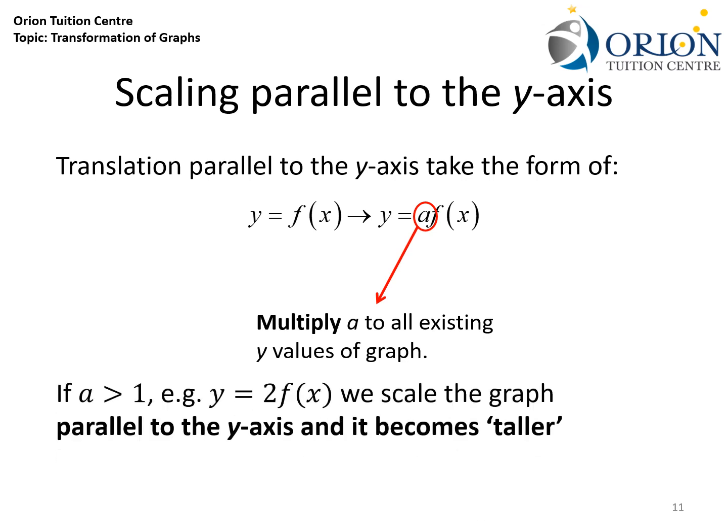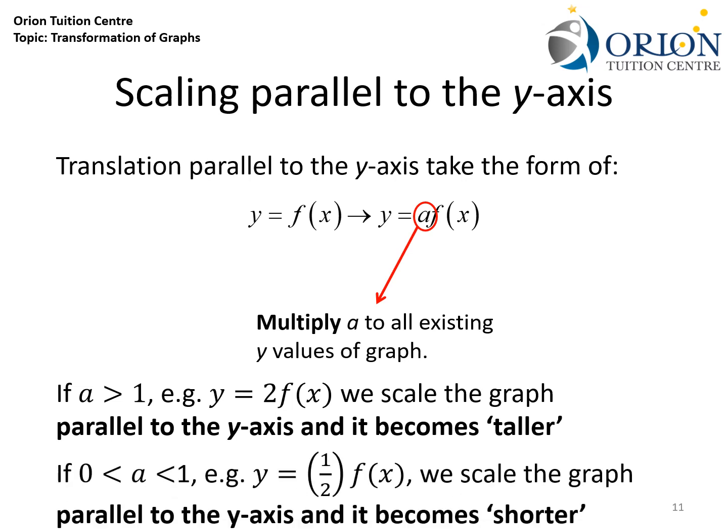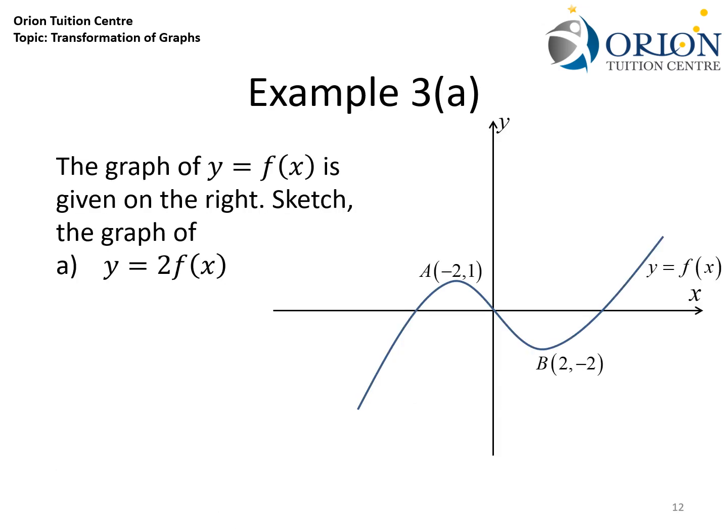This causes a stretch parallel to the y-axis if the value of a is larger than 1, and a compression parallel to the y-axis if the value of a is less than 1. We will look at negative values of a at a later time. In example 3a, we will sketch the graph of y equals 2 times f(x) given y equals f(x). So we know that this is a scaling parallel to the y-axis with a factor of 2.